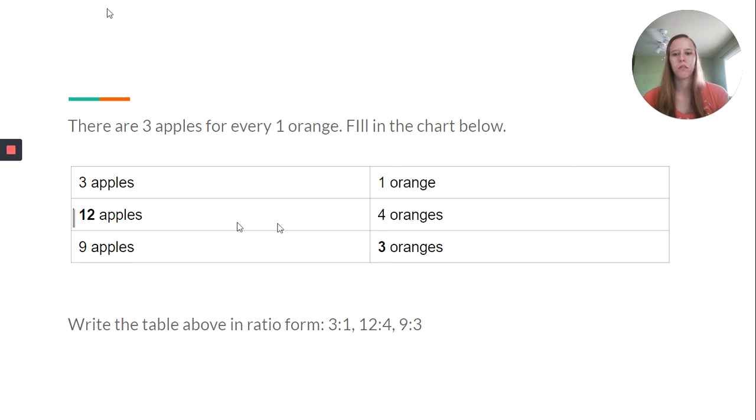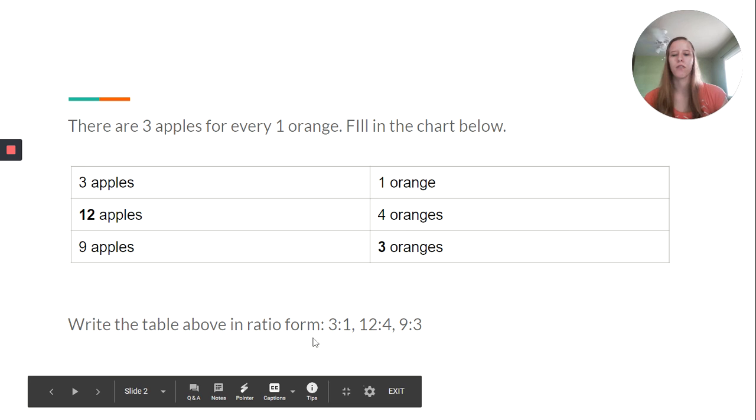So just a little review from last time. We looked at finding the answer to make them equivalent. So we had 3 apples for 1 orange. You had to find out that 12 apples was to 4 oranges, and then 9 apples to 3 oranges, and then you wrote them in ratio form, so 3 to 1, 12 to 4, and 9 to 3.